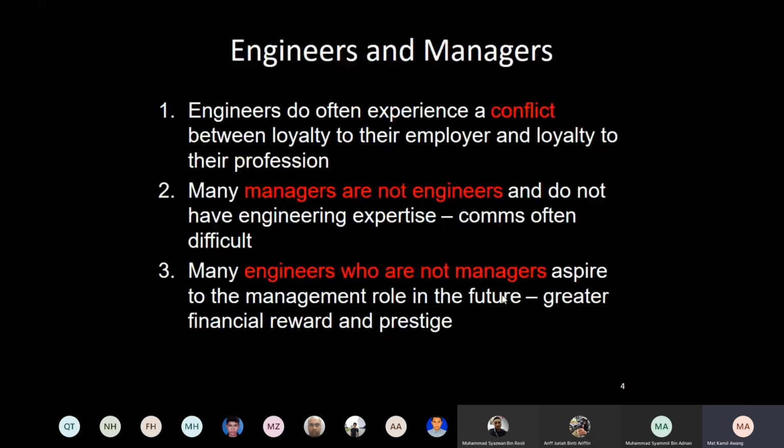Many engineers who are not managers aspire to a management role in the future. Many engineers basically want to be managers. Why? Because being a manager comes with financial reward and prestige. People don't really respect engineers because engineering is seen like a blue collar job. But society looks at the CEOs and the general managers as holding prestigious positions.